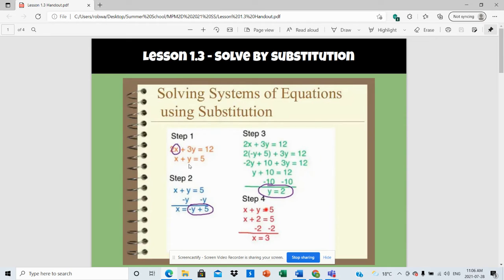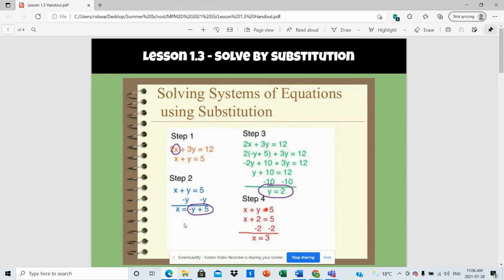So, our next step is to isolate x in equation number 2. So, x plus y equals 5. Remember, when y goes to the other side of the equal sign, we have to do the opposite operation. So positive y will become negative y. So you'll now have x equals negative y plus 5.